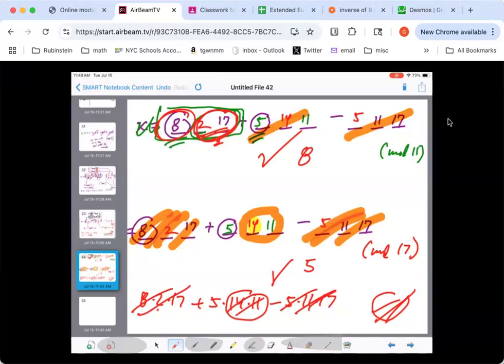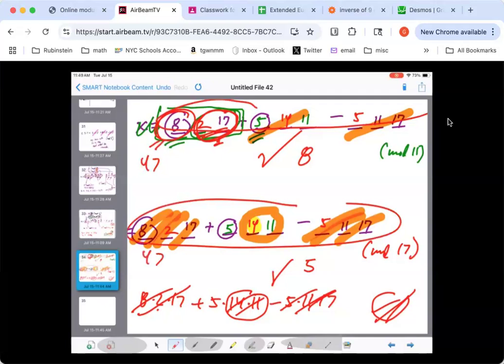So the answers are 8 and 5, but what does that mean? It means this number, which is 47, is the answer to the question, because that big string of numbers was 47 when you actually multiply it out and subtract. So it's saying that 47 mod 11 is 8, and 47 mod 17 is 5. So I created a number that has all the properties.